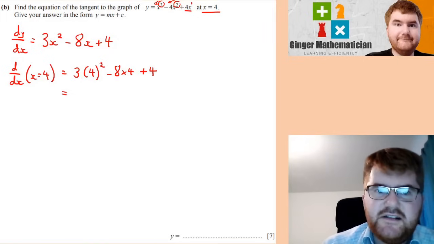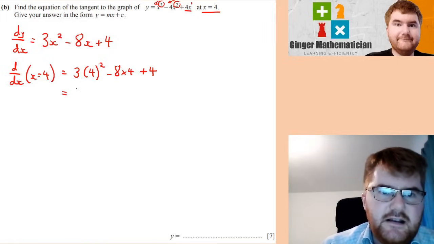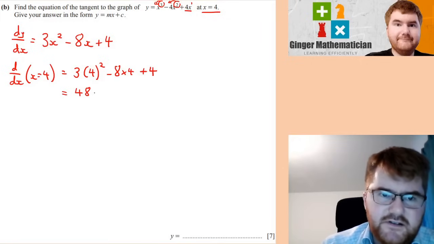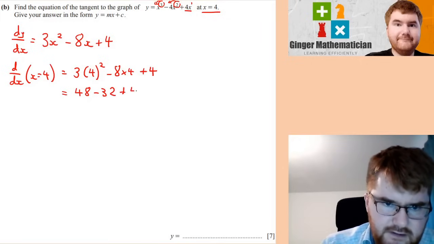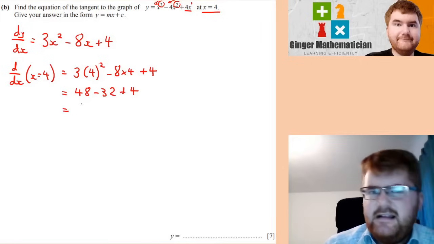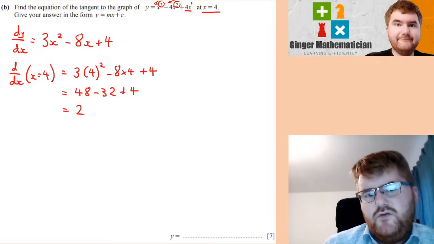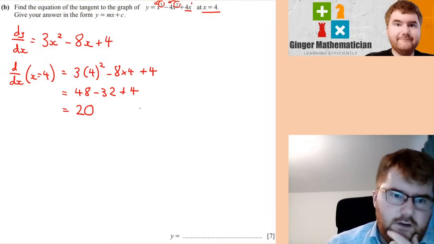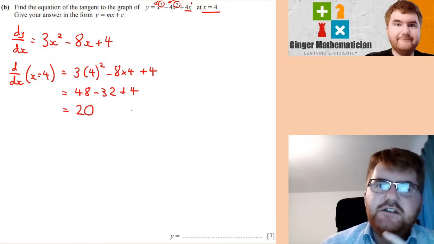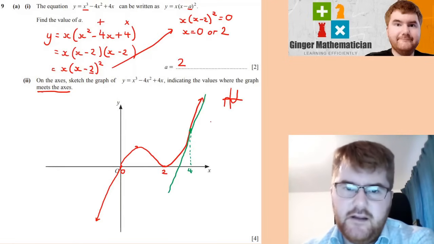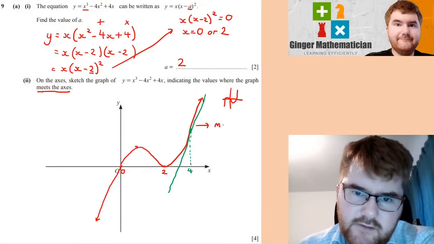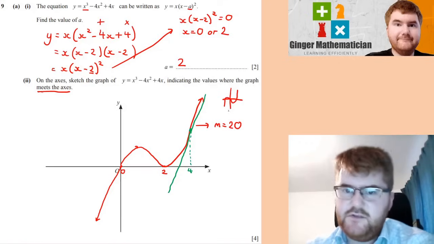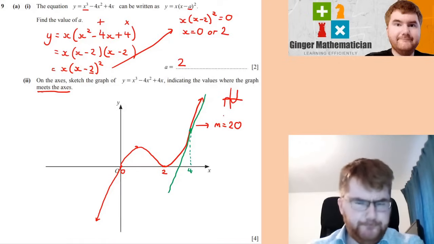Well, 4 squared is 16. 16 times 3 is 48. 8 times 4 is 32. Plus 4, and that simplifies to 20. Okay, so the gradient of that green line that I drew over here, let me just mark this in, the gradient of this line is equal to 20. So we've got that information.